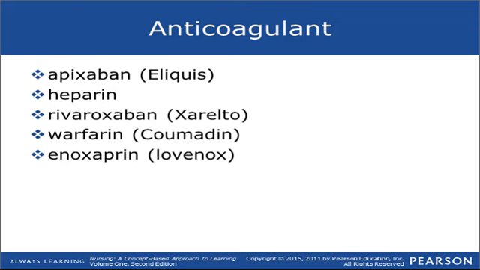rivaroxaban, warfarin, enoxaparin. Now, apixaban and rivaroxaban, can't even say them, are the newer ones. You don't have to do any coagulation studies for that. Of course, your heparin, you're monitoring your PTT, partial thromboplastin time. Your warfarin, you're monitoring your PT-INR, prothrombin time and your ratio. Enoxaparin is subcutaneous, and you're not doing any monitoring on that.